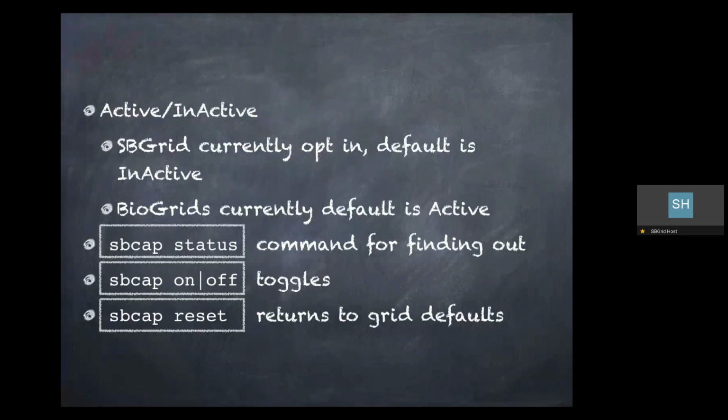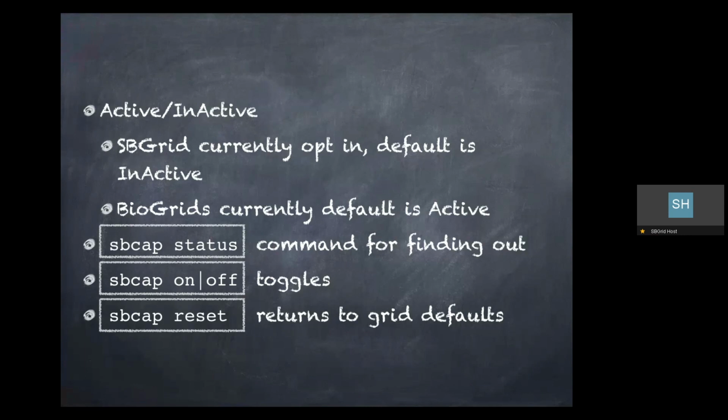So how do you know if you're using capsules? The first thing is SBGrid is currently set up to opt in, and by default it's set as inactive. If you install the new tools using the GUI or the command line, they're actually set up to be in capsules by default. We have some other grids that use capsules as their default. One of those is BioGrids, if you're a BioGrid user.